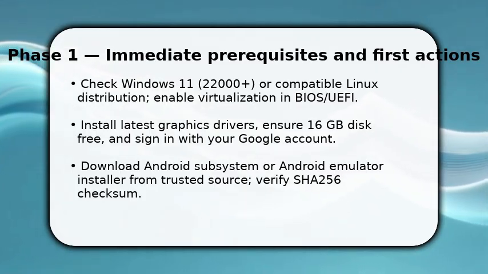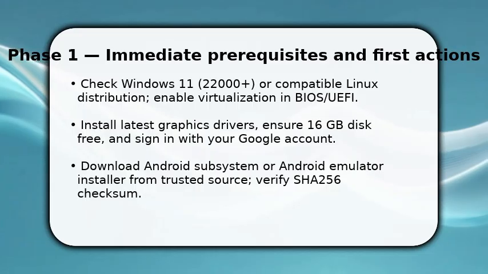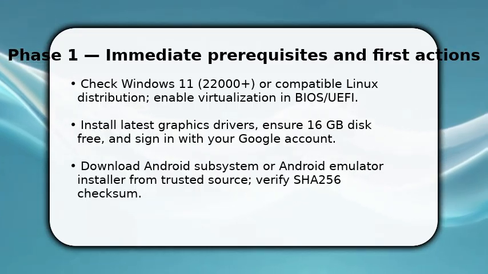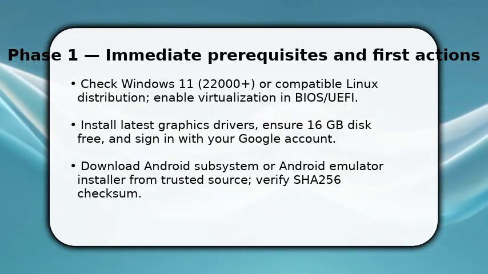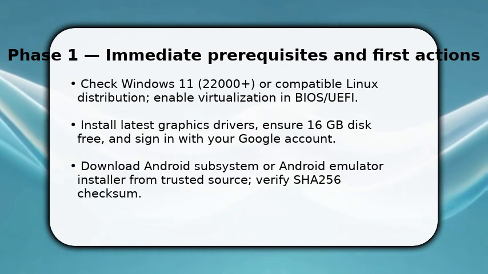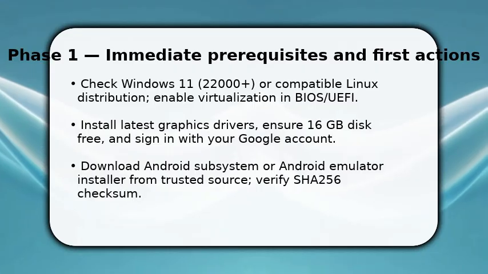Next, download the Android subsystem or a reliable emulator installer and check its checksum to avoid corrupted files. This gets you into the first actionable phase quickly. No waiting, just necessary prep and the installer in hand.